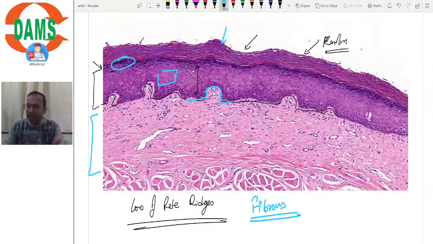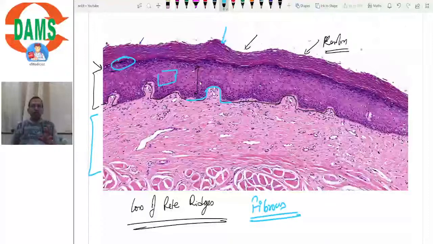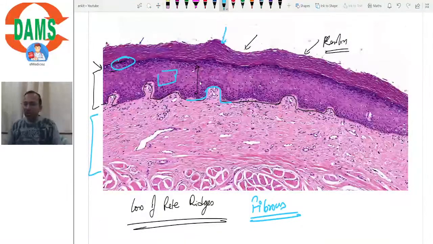And there is an increase in keratin layer, right? There is atrophy of rete ridges. So all of these features indicate towards which lesion? Can you identify it now? Bhavna, Shubham, can you identify it?